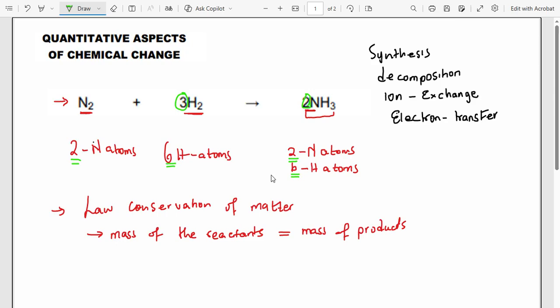The next topic will be a revision of the important concepts, and we'll start with the mole concept and Avogadro's concept. See you in the next lesson.